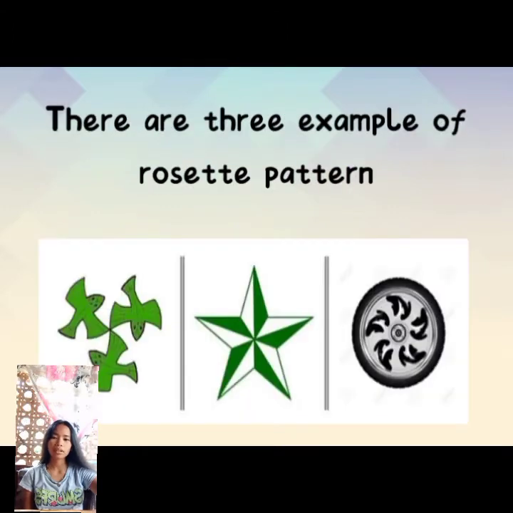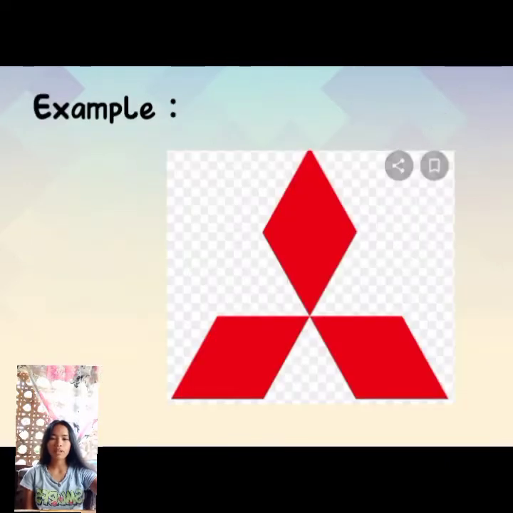And there are 3 examples of rosette pattern, which is makita na nato nga there is rotation or rotating nga nahitabo. So another example that I can give in rosette pattern, which is ang logo sa Mitsubishi nga sakyanan, nga makita po nato nga naay rosette pattern or naga-rotate siya. So those are the examples of rosette pattern nga akong mahatag.